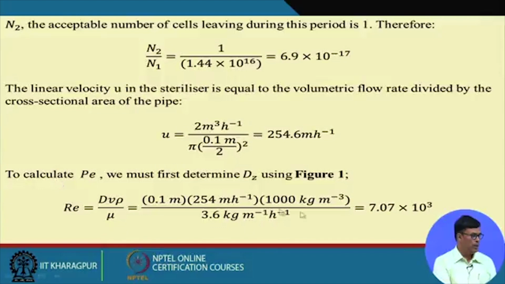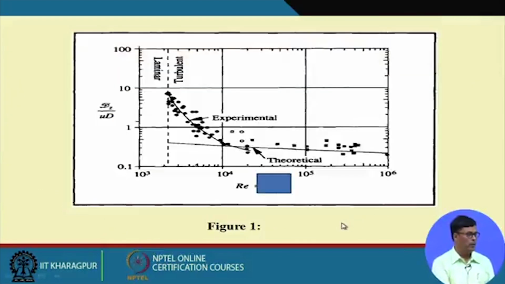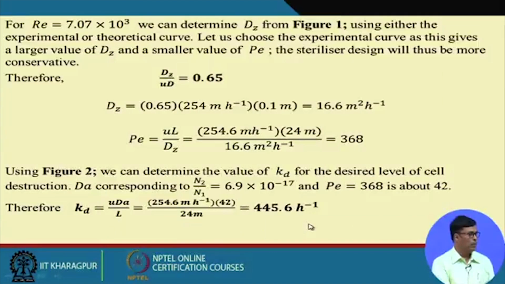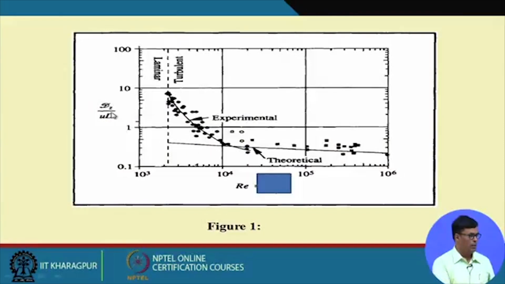Now from this we can calculate the Peclet number. How can we calculate the Peclet number? The Peclet number equation is U into L by Dz. The Dz value, the dispersion coefficient, we can calculate from this equation.